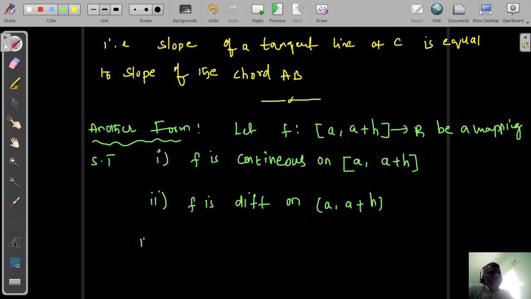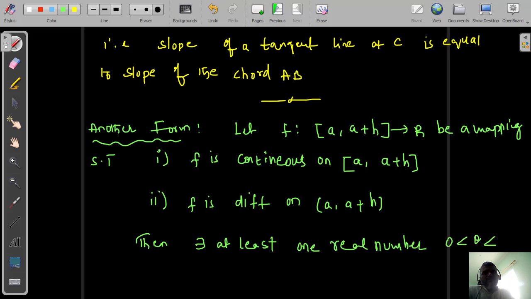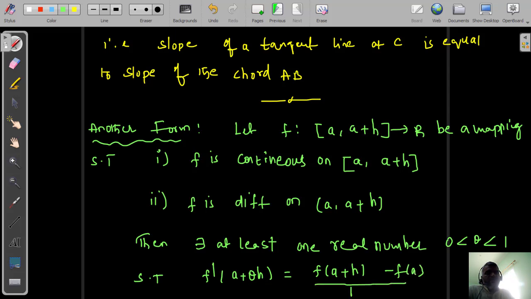There is no third condition. Then there exists at least one real number theta, with 0 less than theta less than 1, which means theta belongs to the open interval (0, 1), such that f dash of a plus theta times h equals f of a plus h minus f of a, whole divided by only h, because plus a minus a cancel out.